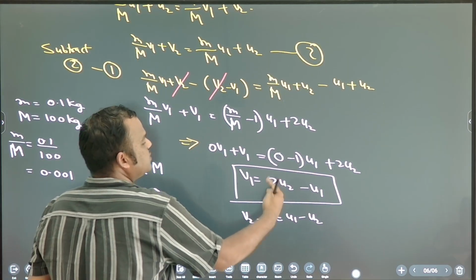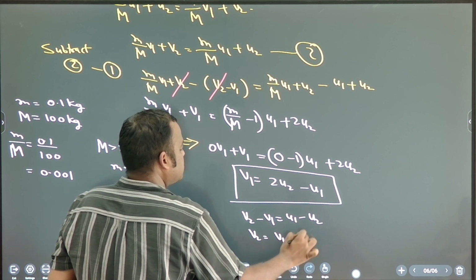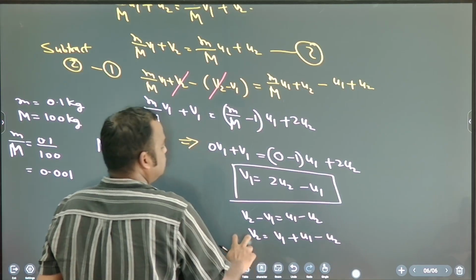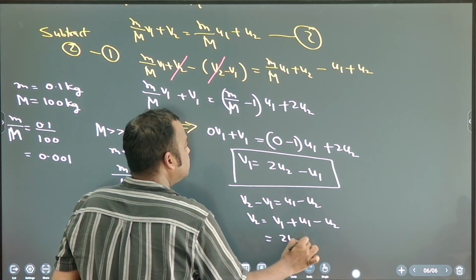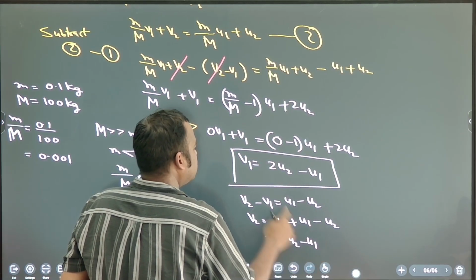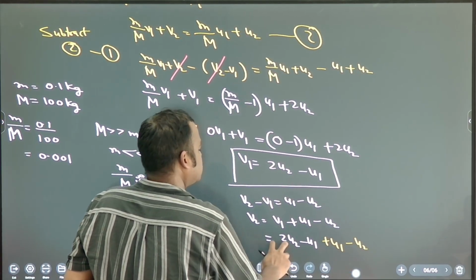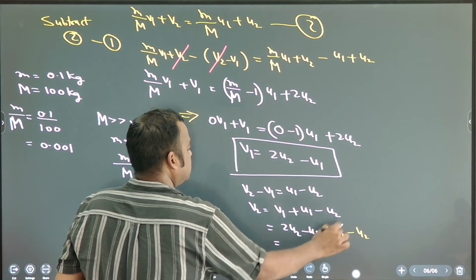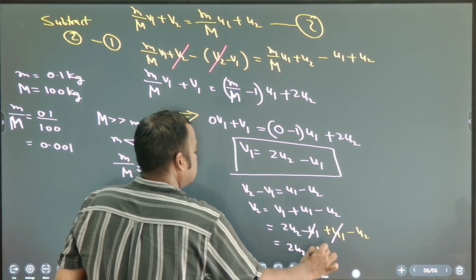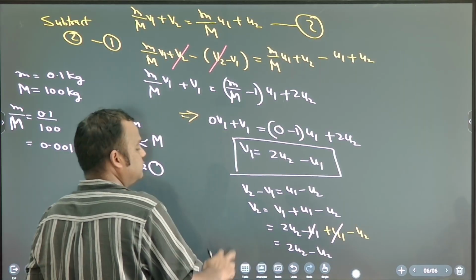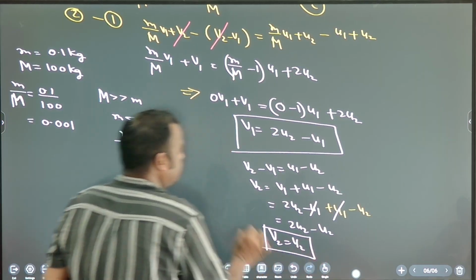Now V1 is this. So V2 is equal to V1 plus U1 minus U2. Substituting V1, 2U2 minus U1, plus U1 minus U2. So what is the answer? 2U2 minus U2, that is U2. So V2 is equal to U2.